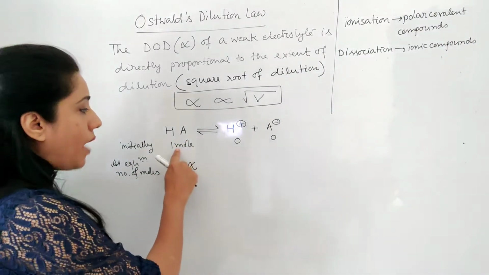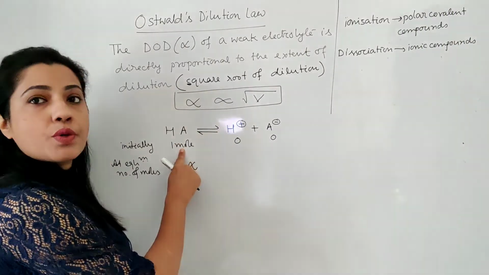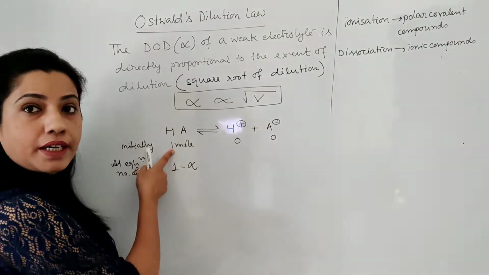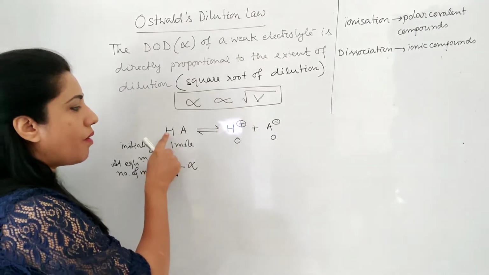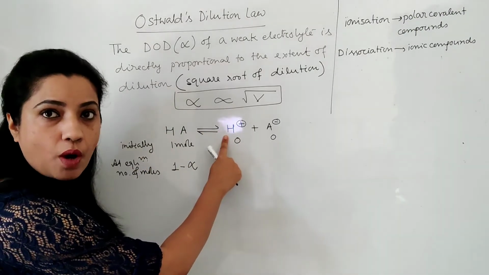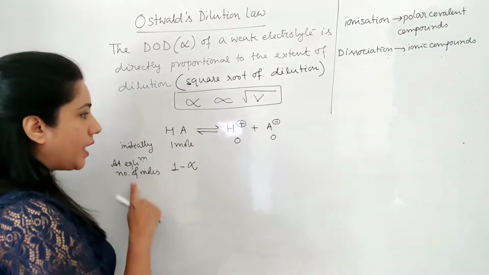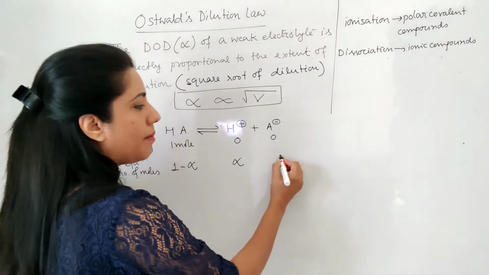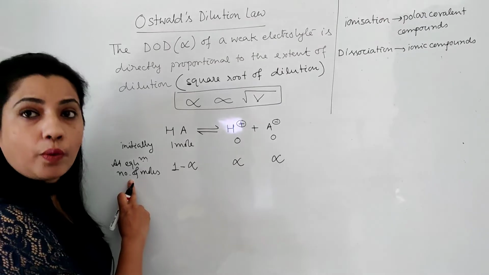Now see, from 1 mole of HA, 1 mole of H plus is formed. So if alpha dissociated, alpha of H plus will be formed. Again from the equation we can see from 1 mole of HA, 1 mole of H plus is formed, so from alpha mole, alpha mole of H plus will be formed. So at equilibrium, how many H plus will be there? Alpha. And same thing, how many A minus? Alpha. So these are the number of moles at equilibrium.